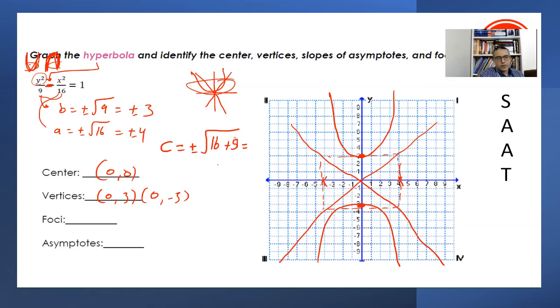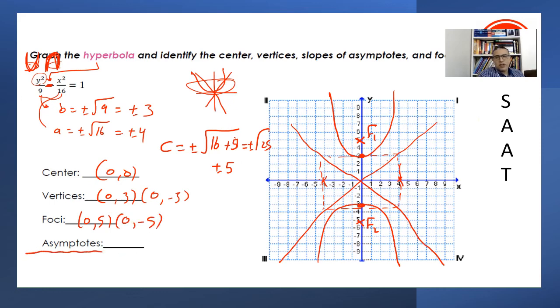So it's positive and negative root of 25, so positive and negative 5. And notice that the foci are inside the hyperbola itself. So F1 and F2 are 0 and 5, 0 and negative 5.